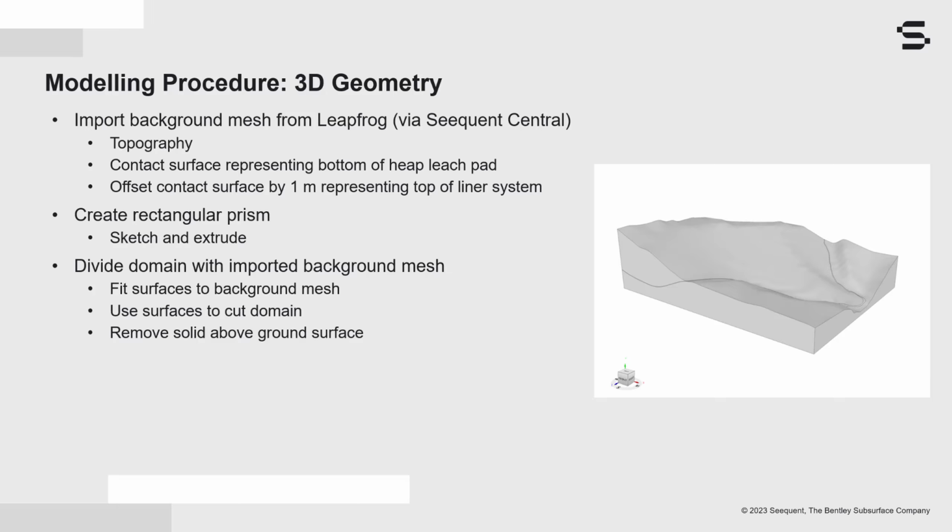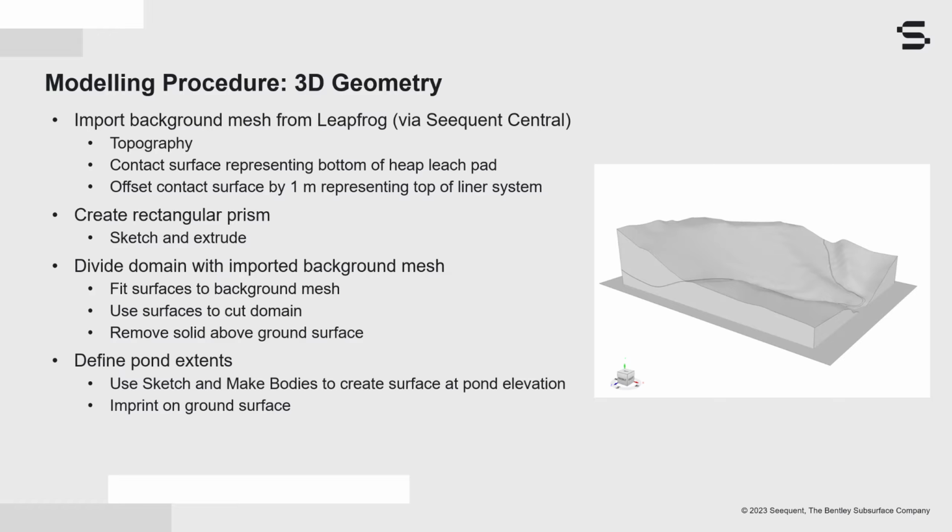First, a surface must be fit to each of the 3 background meshes. Then each surface is used by the cut command to divide the rectangular prism into several solids. The top solid is deleted as it represents material above the ground surface. The remaining 3 solids represent the ore, liner system, and underlying bedrock. The final step for setting up the geometry is to imprint a plane on the ground surface that represents the pond elevation. This allows the pond boundary condition to be placed in the desired location.